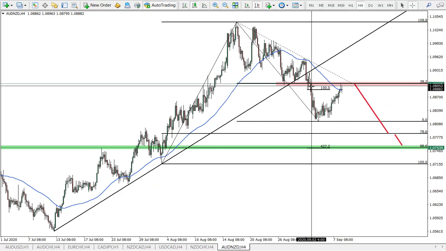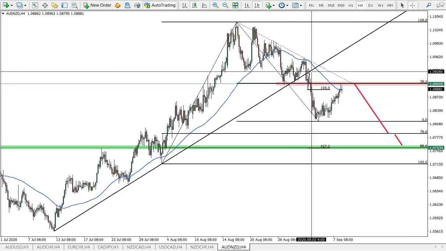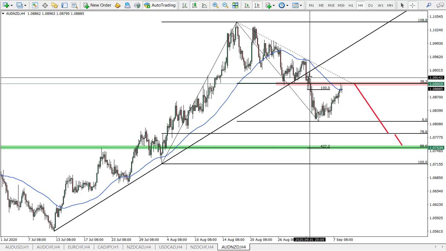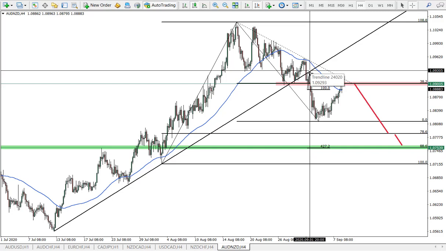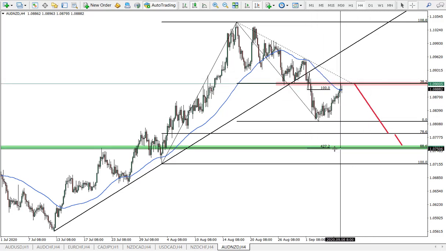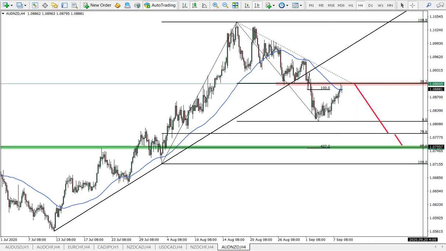Besides, I have applied fibs to the correction up where the trend line was acting as the resistance. There was a clear, clean rejection of the trend line, so I have applied fibs, and we can see that the 427.2 retracement level corresponds to the 88.6% retracement level.